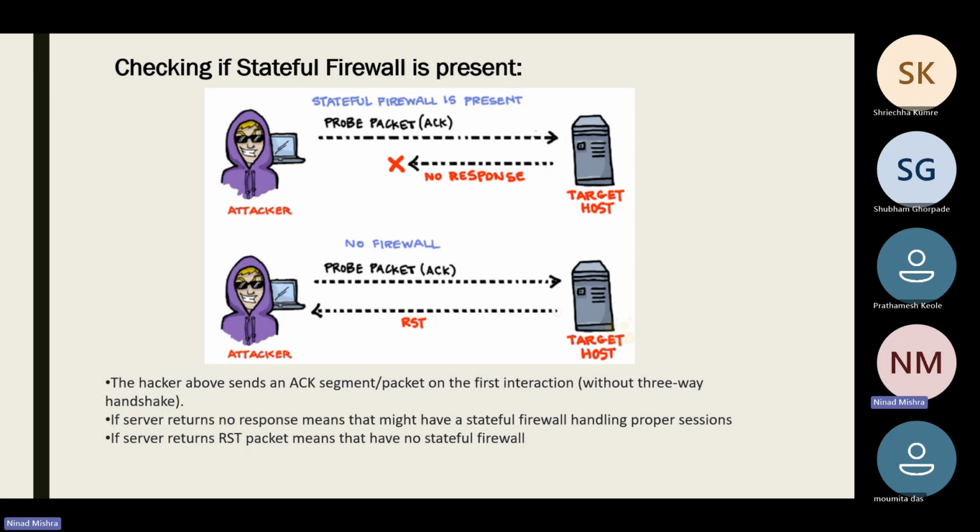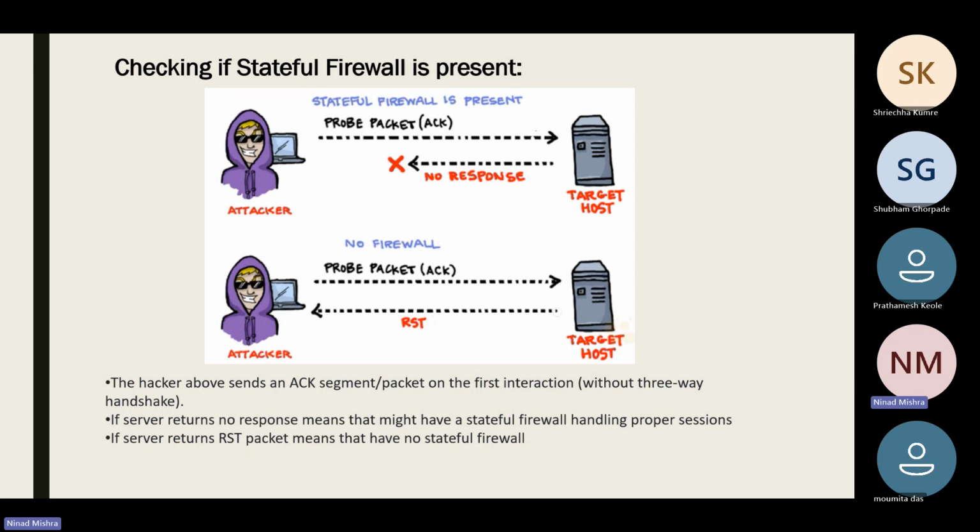In this scanning part, the attacker will send an ACK segment or packet on the first interaction, and if the stateful firewall is present, it will get no response. But if the firewall is not there, it will receive an RST. Because the firewall will directly block such kind of request, you won't get any response.